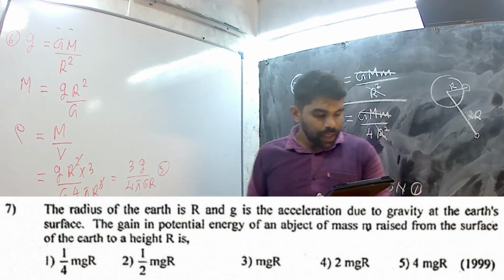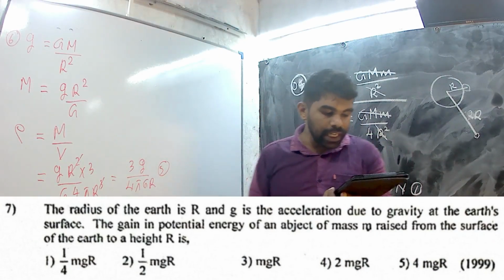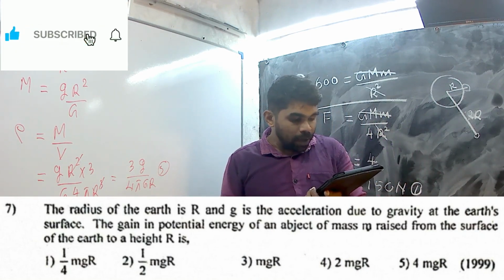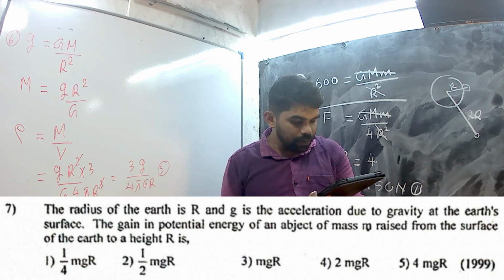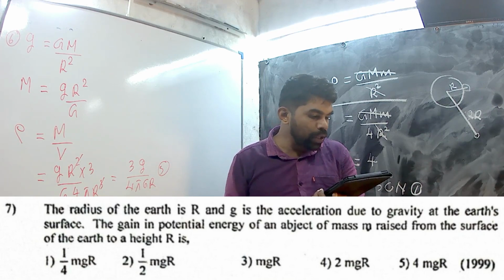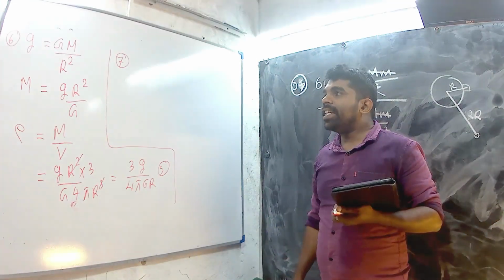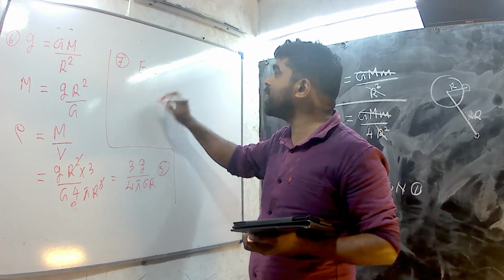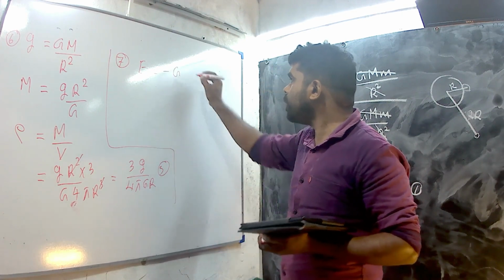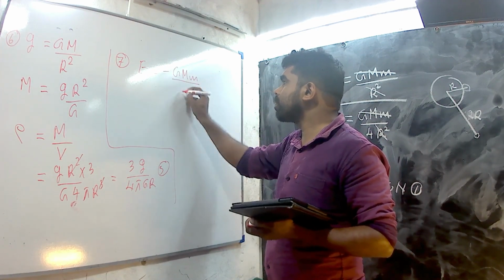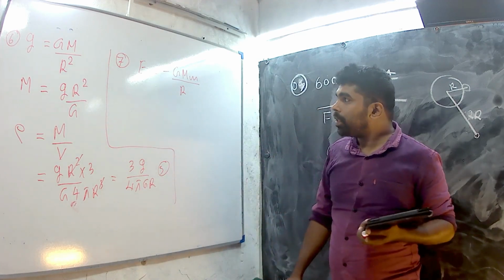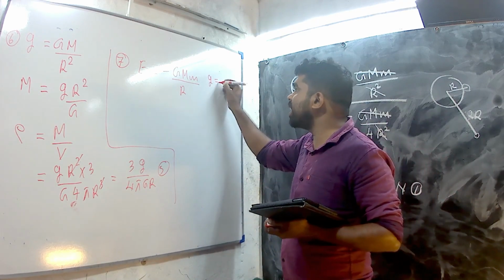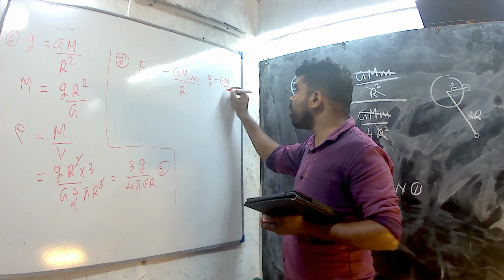Question number 7. The radius of Earth is R and g is the acceleration due to gravity at the Earth's surface. The gain in potential energy of an object of mass m raised from the surface of the Earth to a height R is... We can write the equation for the potential energy. Potential energy at Earth's surface is minus GMm over R. And we know that gravitational acceleration at the surface is GM over R squared.